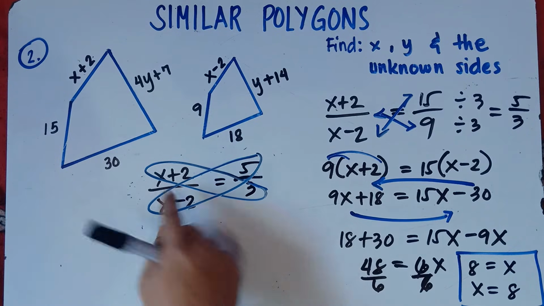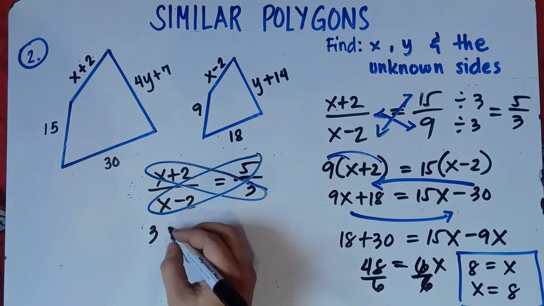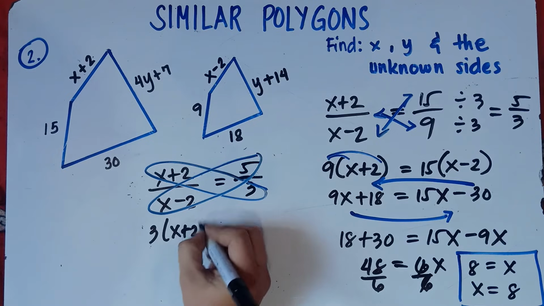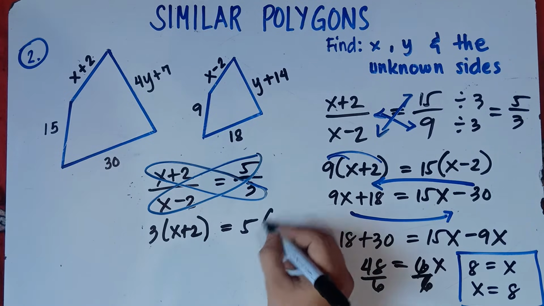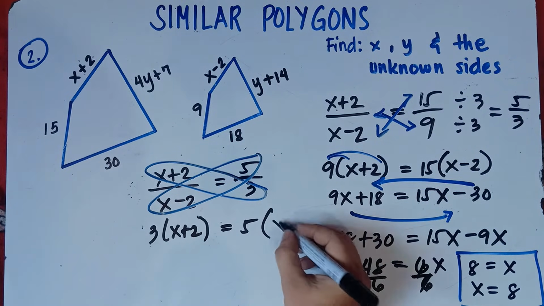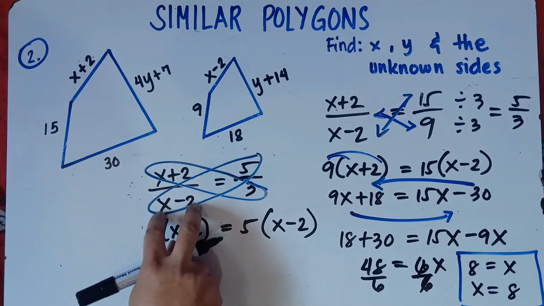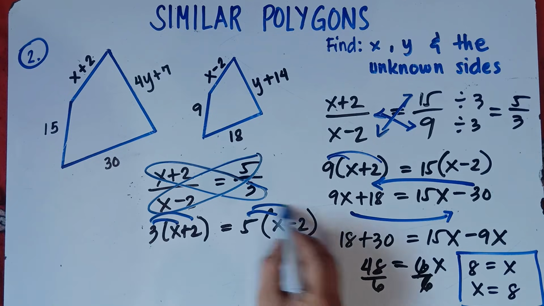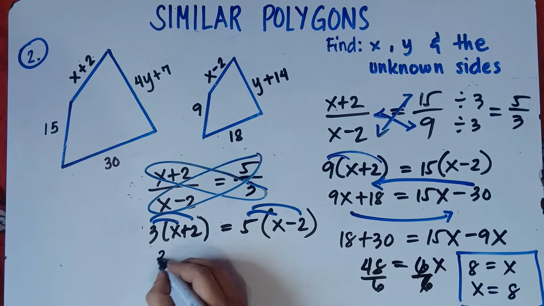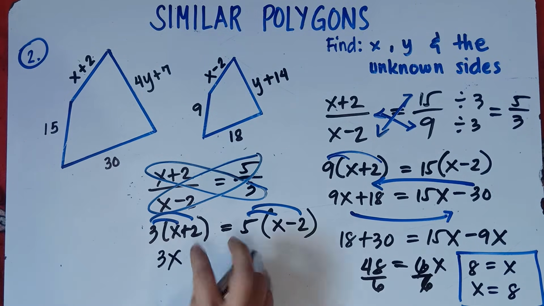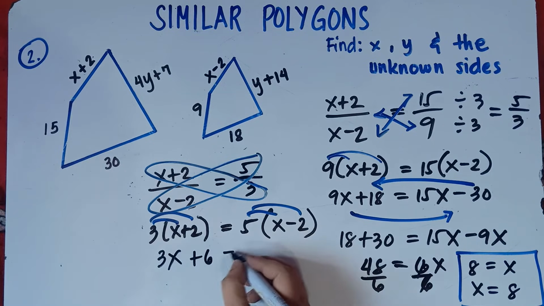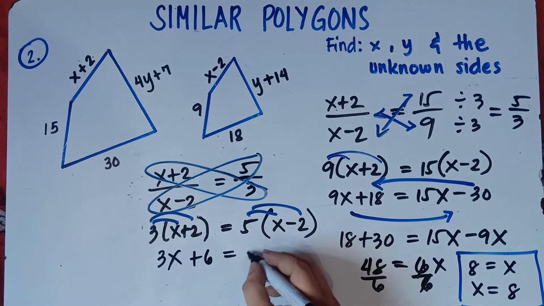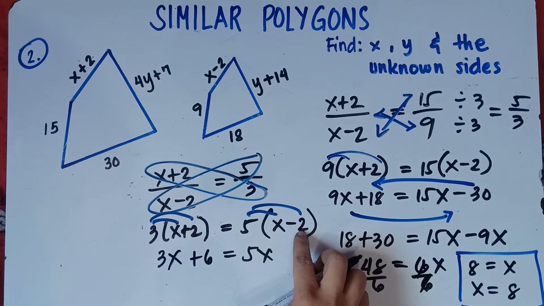Let's check. So this will be 3 times (x + 2) equals 5 times (x - 2). You need to put parentheses, class, because this is a binomial. And you need to do the distributive property. So 3 times x, that is 3x. 3 times 2, that's positive 6, equals 5 times x, that's 5x. 5 times negative 2, that's negative 10.